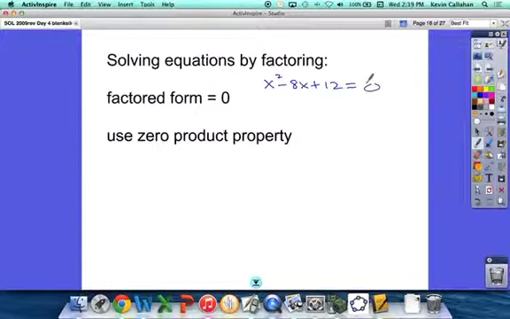We factored it as part of the homework, right? It was x minus 6, x minus 2. Okay, and now the zero product property says that if a product equals 0, then one of the factors has to be 0. So either x minus 6 equals 0 or x minus 2 equals 0.